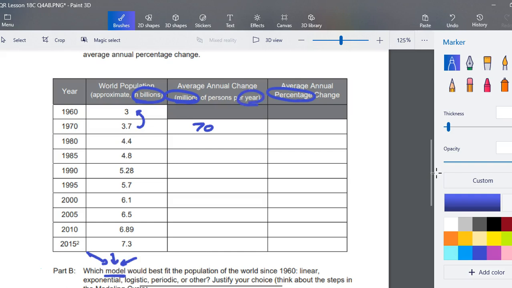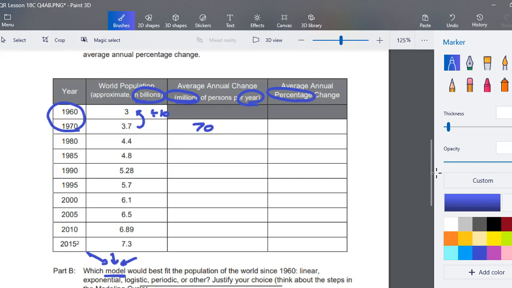Now note this per year. When we subtract, we're actually getting 700 million. But remember, we want it not for this decade, we want it for 1 year. So in actuality, we're subtracting, and then we're dividing by 10 to take care of this decade. So the final answer in this column would be 70 million. And if you want to keep going down vertically, you can.